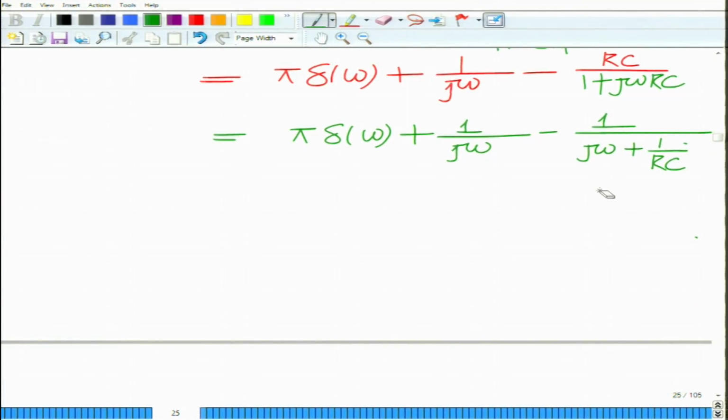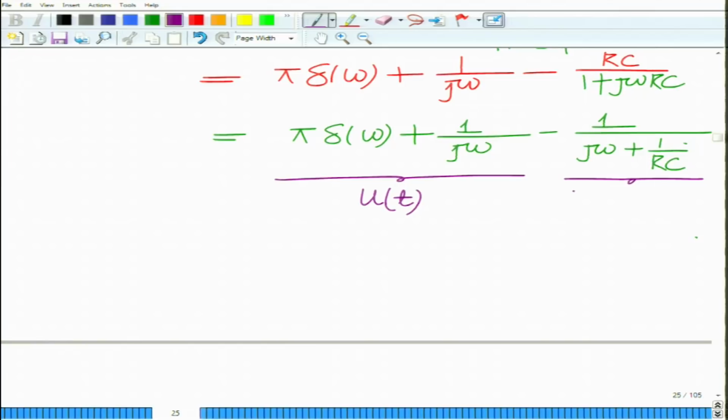Now, if you take the inverse Fourier transform, look at this, this is nothing but your signal, the unit step u(t), this is pi delta omega plus 1 over j omega, u(t). Now, this is of the form 1 over j omega plus a. So, the inverse Fourier transform of this is e raised to minus at u(t), where a is this constant 1 over RC. Okay. So, the inverse Fourier transform of this is e raised to minus t over RC times u(t).